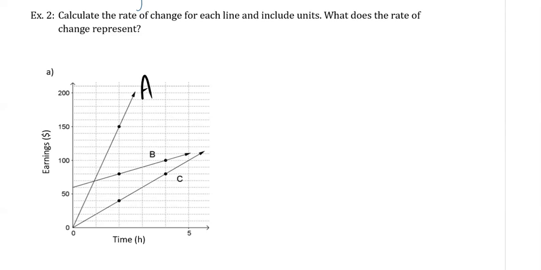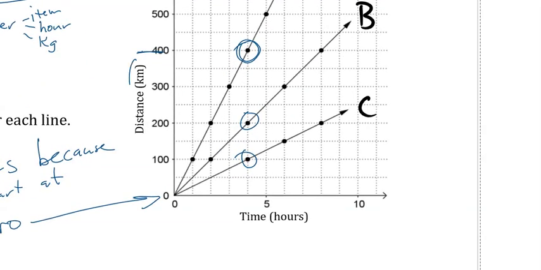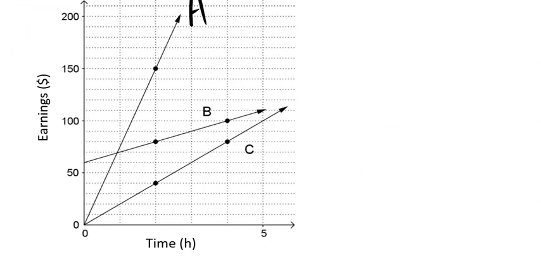Anybody else want to? Earnings per hour. Or earnings is measured in? Yeah, so dollars, right? We would call it dollars. So dollars per hour. So for this one, my units are going to be dollars per hour. And how would you describe that? What does the rate of change represent? And Royce kind of said it, earnings per hour. Or you might say hourly earning.